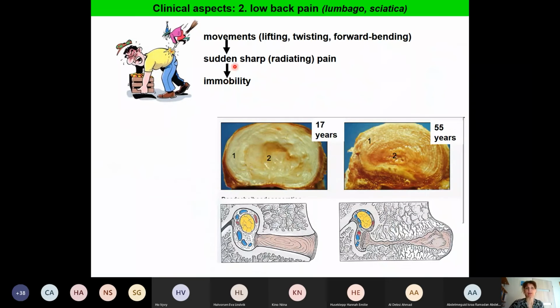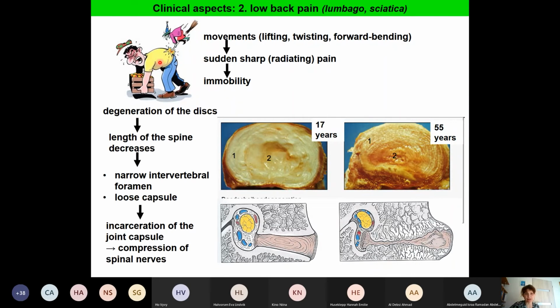Another very common problem is low back pain, or lumbago, or sciatica, as it can also be called. You probably know it. So if you lift something, for example, or in twisting, forward bending movements, a sudden sharp pain can appear. This pain can also be radiating, then we speak about sciatica. And then the patients cannot move anymore because the pain is very, very strong. It can have more reasons, but mostly we can see the degeneration of the intervertebral discs.